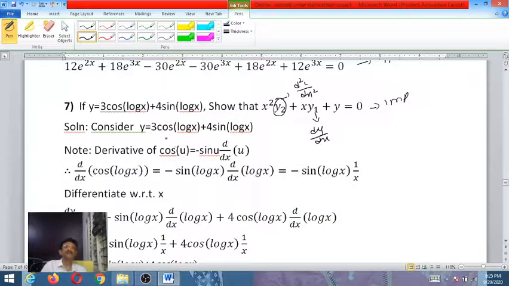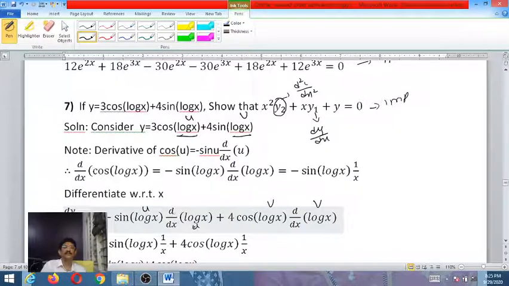To differentiate this function, we have to consider this as u. Consider this as some v. So dy by dx is, simply look at here, cos u. Cos u derivative is what? Minus sin u into derivative of u. It is minus sin log x into derivative of log x is 1 by x. So we have this 3 is a constant as it is, cos u, minus sin u into derivative of u, plus 4 is a constant, sin v is cos v into derivative of v.